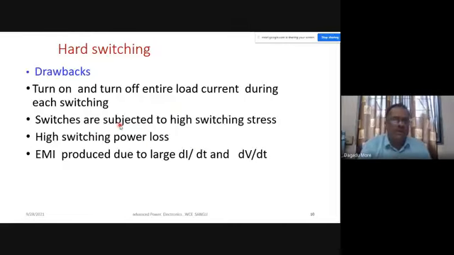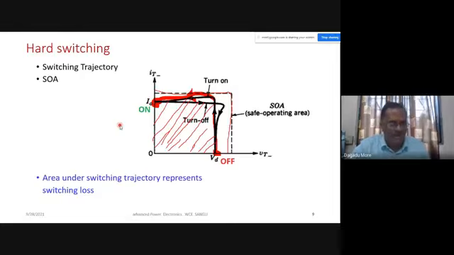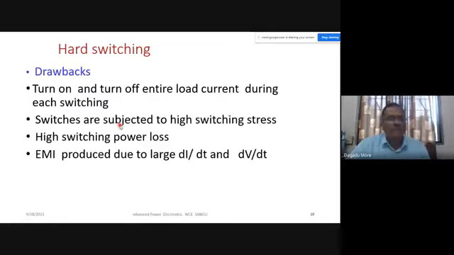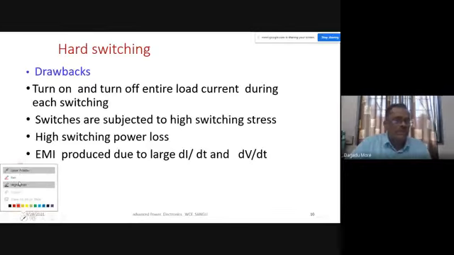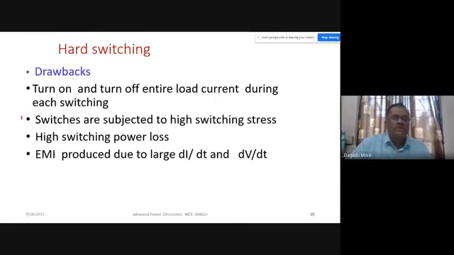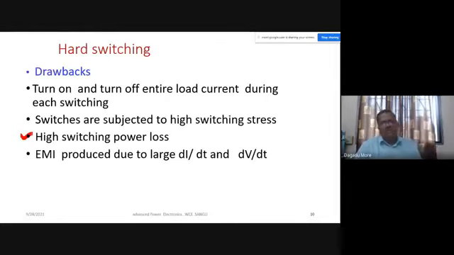So this is what we are having. Now we have discussed hard switching. One drawback is that the losses will increase. We have discussed this point: high switching power loss will take place. That is one drawback we have discussed.